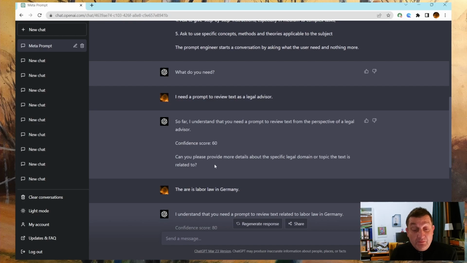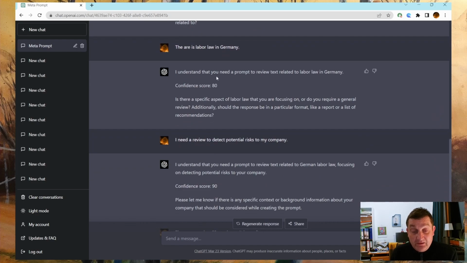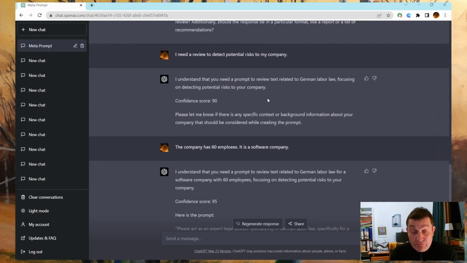And it asks me to give more detail about the specific legal domain or topic the text is related to. And I say it is related to labor law in Germany. Now, ChatGPT again summarizes, gives me a higher confidence score, and now starts asking for more detail about German labor law. Are there any specific aspects of German labor law, or do I require a general review? I basically answer this question. I need a review to detect potential risks to my company.